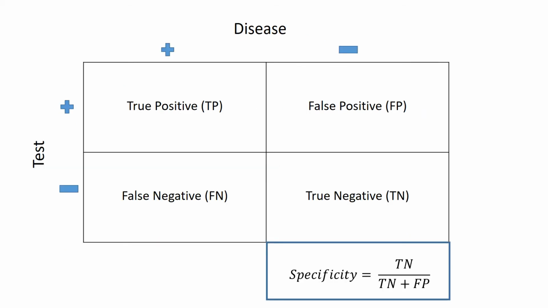So if we look here, this is our true negative. And up here in the second column are false positives. Specificity is equal to true negatives over true negatives plus false positives.